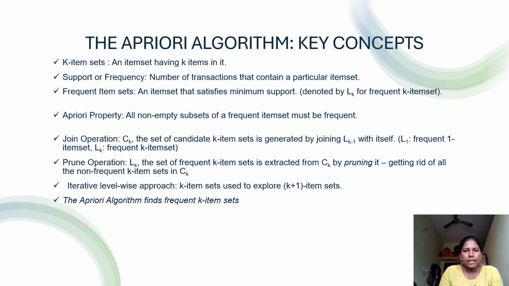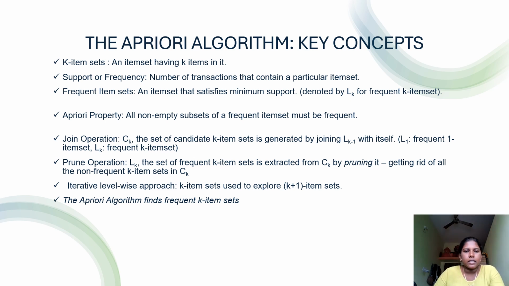The Apriori algorithm, what are the key concepts? You'll see k-item sets, an item set having k items in it, where k is nothing but the number of items. Support, or frequency, is the number of transactions that contain a particular item set. A frequent item set is an item set that satisfies minimum support, denoted by Lk. For frequent k-item sets, the Apriori property is that all non-empty subsets of a frequent item set must be frequent.